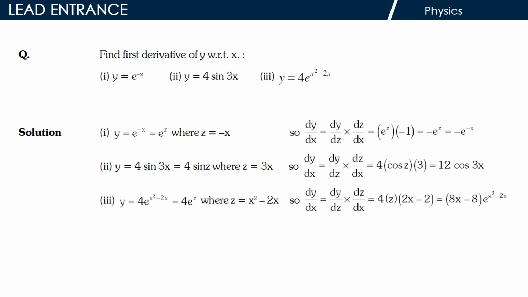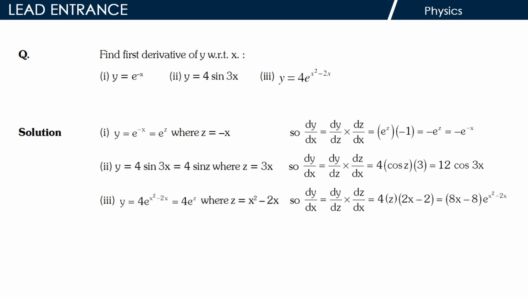Second equation: y is equal to 4 sin 3x, which is equal to 4 sin z, where z is equal to 3x. So dy divided by dx is equal to dy divided by dz into dz divided by dx, which is equal to 4 into cos z into 3, which is equal to 12 cos 3x.